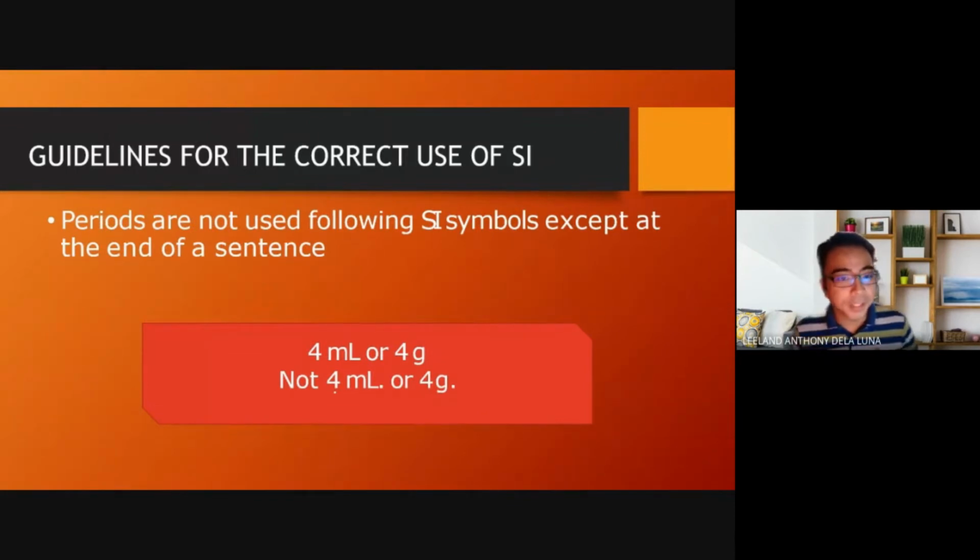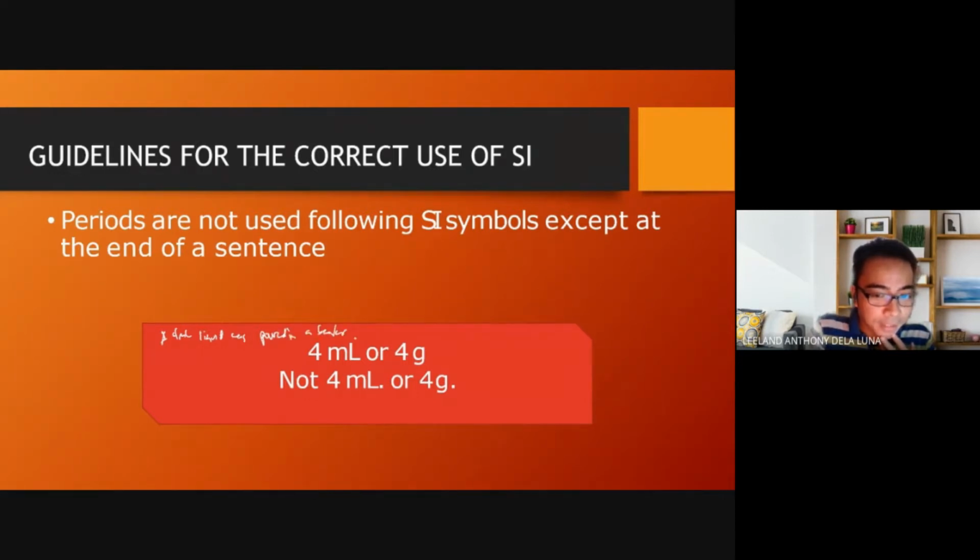So what else? Periods are not used following SI symbols except at the end of a sentence. So kung mga class, pag nagsulat tayo halimbawa, a 4 ml liquid was poured in a beaker. Say for example. So class, yung 4 ml na yan, hindi mo kailangan lagyan ng dot yung ml. We only use the dot if we are ending a sentence. Alright? So kumbaga ang units natin wala dapat dot. Kasi inisip na iba baka abbreviation yan of something. So no. If it's a unit, we don't use a dot. Again, we only use a dot or a period whenever we end a sentence.